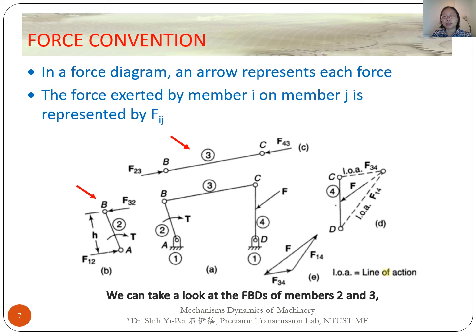We can take a look at the free body diagrams of members 2 and 3. Here, the revolute joint B connects members 2 and 3. Joint B gives action force to members 2 and 3 both. A force acting on member 2 from member 3, we label it as F32. And a force acting on member 3 from member 2, we label it as F23. Due to action and reaction, we know forces F23 and F32 are equal in size but acting in the opposite directions.